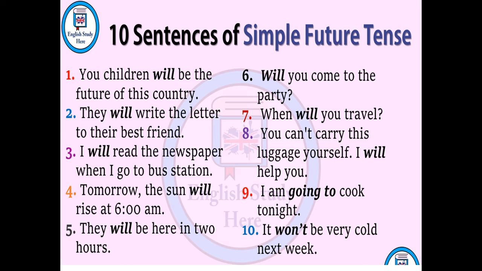Here are the examples of future tense. You children will be the future of this country. They will write the letter to their best friend. I will read the newspaper when I go to the bus stop. So here the words are will plus verb: will write, will read, will rise, will be. Will you, will help, going to, won't. So these are the words which refer to the simple future tense.